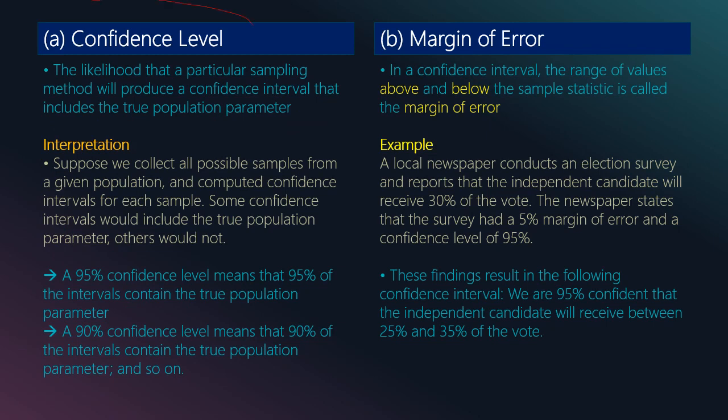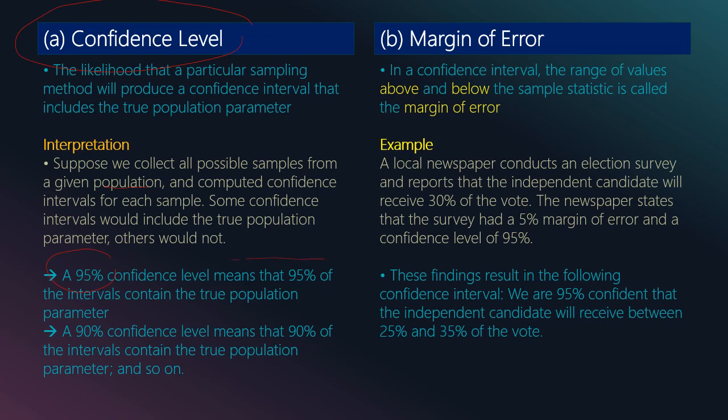So apa itu confidence level? The likelihood that a particular sampling method will produce a confidence interval that includes the true population parameters. Jadi, sebagai contoh, kita collect all possible samples from a given population and computed confidence intervals for each sample. Some confidence intervals will include the true population parameters and others will not. Contohnya, 90% confidence level means that 90% of the intervals contain the true population.